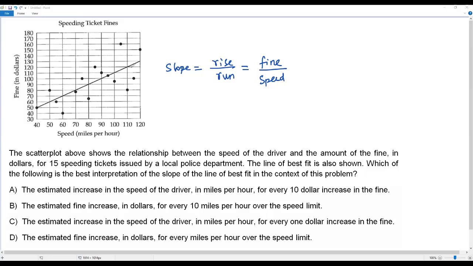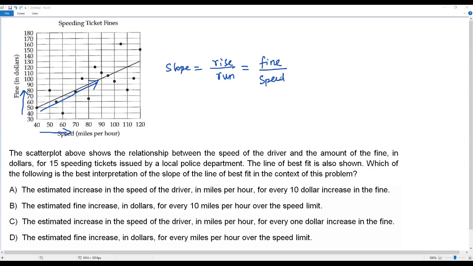Let's also go to the scatter plot over here. What if I increase the speed over the speed limit? When I increase the speed over the speed limit, what's happening in the line of best fit? Is it going up or is it going down? Clearly it's going up, so that means the fine increases. So the best interpretation of the slope is the increase in fine in dollars when the speed increases for every mile per hour over the speed limit.